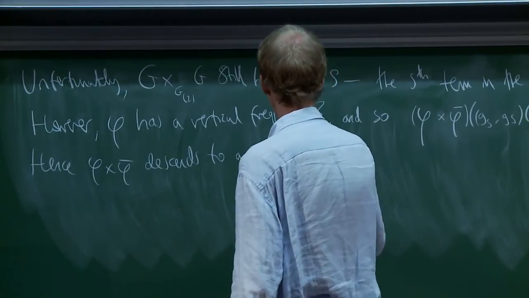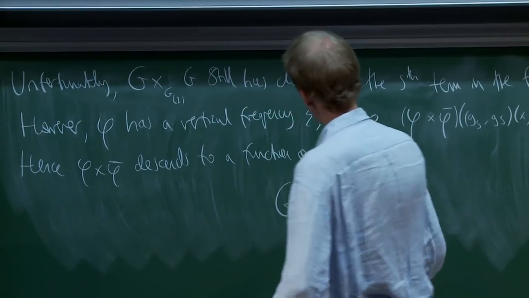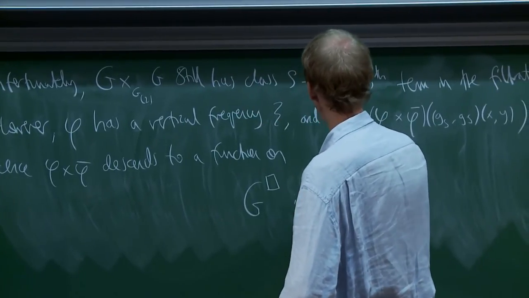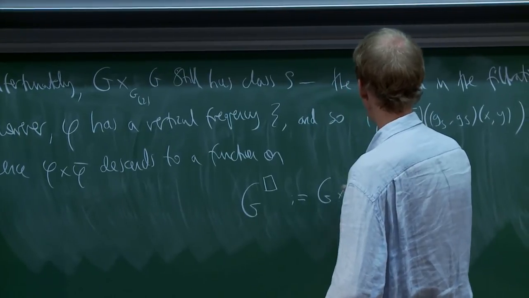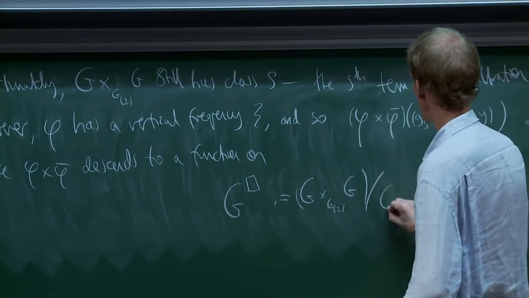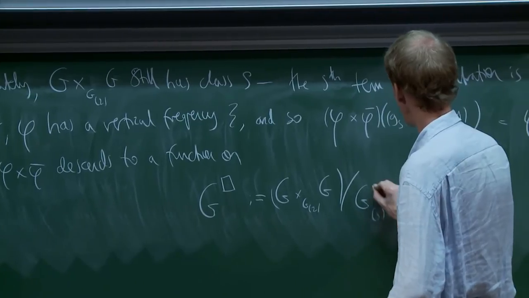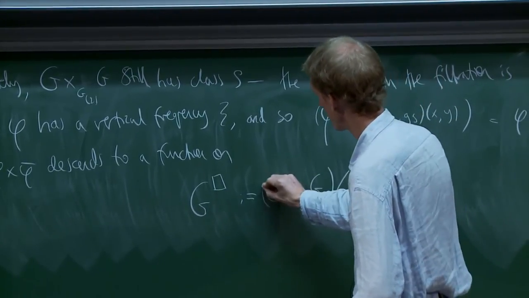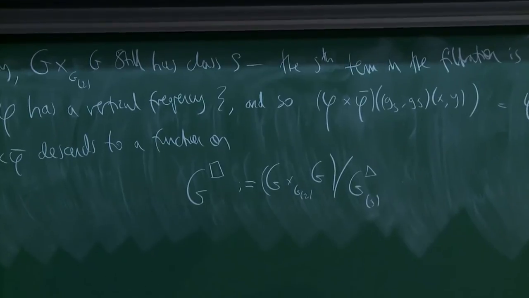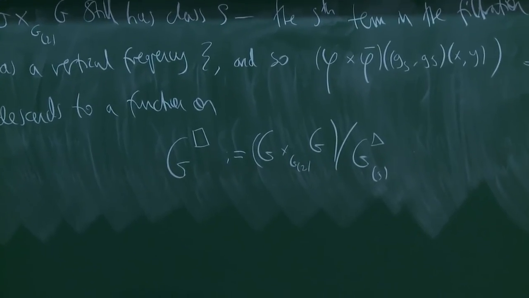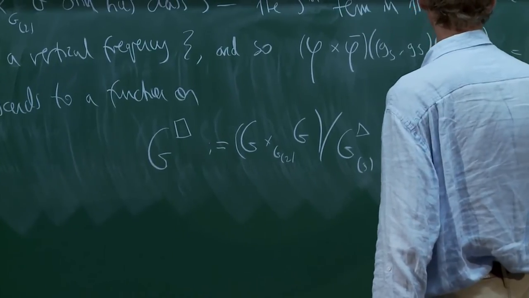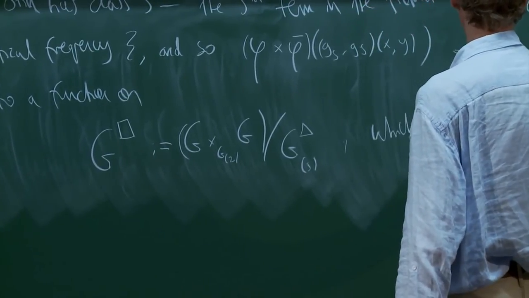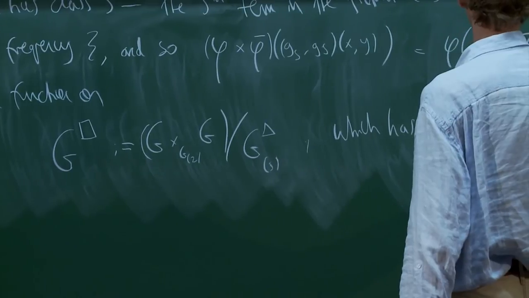So G square, which is defined to be G cross sub G2 G, modded out by the diagonal of the center. And this has class S minus 1.